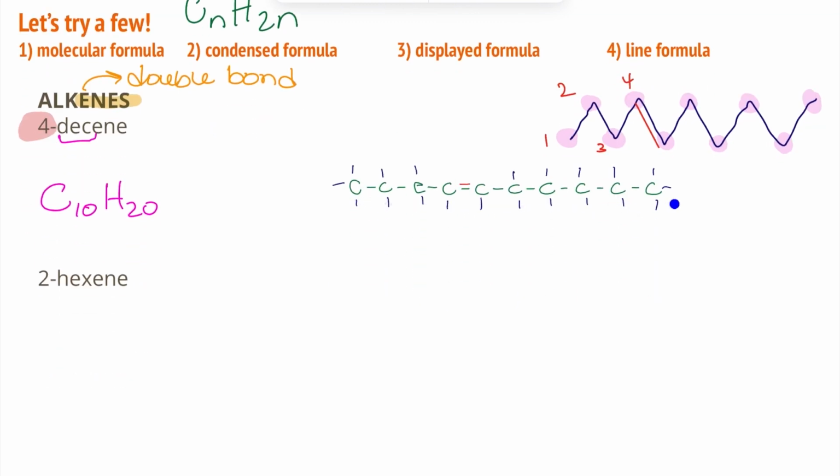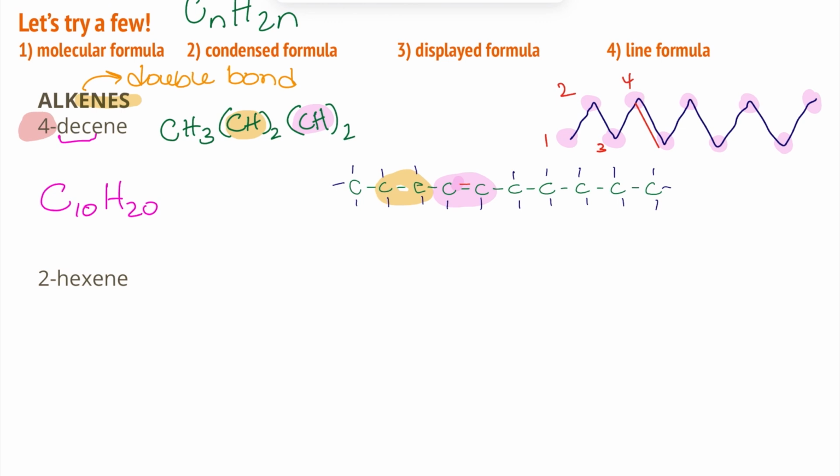My condensed formula is how can I write this out to show the structure of where that double bond is. And so I've got CH3, and then I have CH2, CH2. So I'm going to combine those. CH2, I have 2 of those. That represents these 2. Now I have carbon with 1 hydrogen and another carbon with 1 hydrogen. And so I'm going to do that as CH. And I have 2 of those.